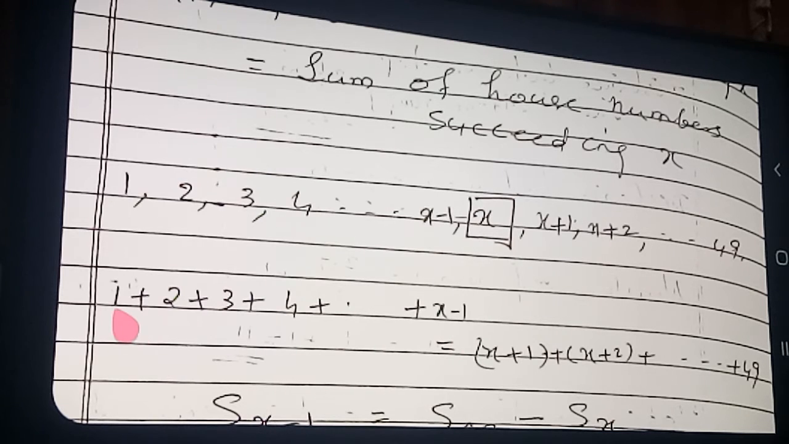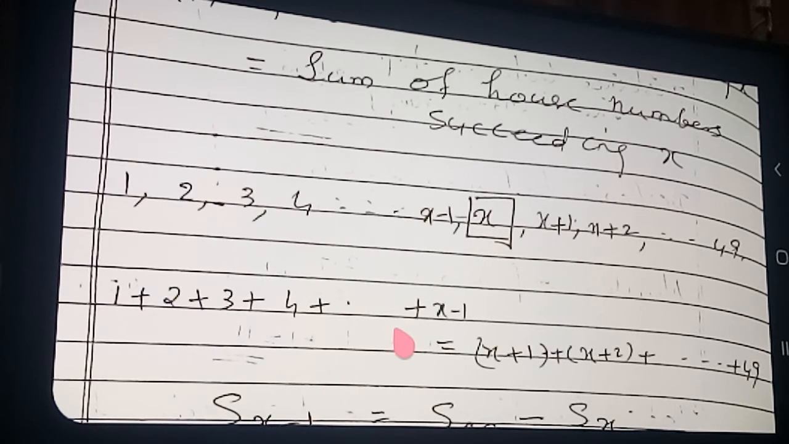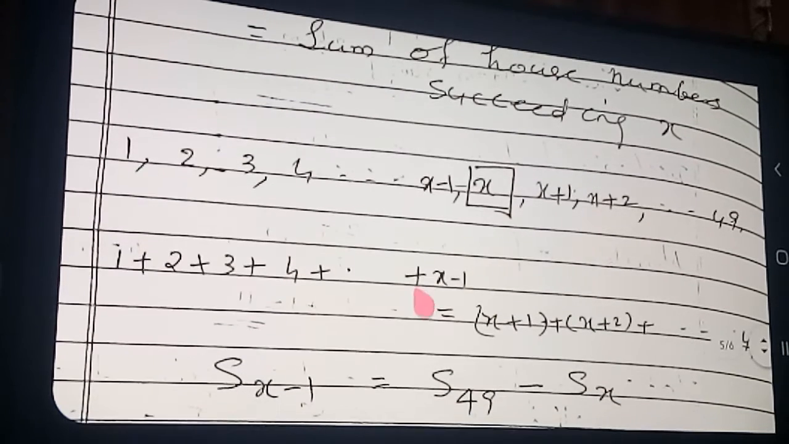Here it is continuously coming now: 1 plus 2 plus 3 plus 4 and so on up to x minus 1. So what is the formula? n into n plus 1 by 2. Here the sum of this many terms, the sum of n terms, we write as n. In the same way, the sum of x minus 1 terms we will write as x minus 1.